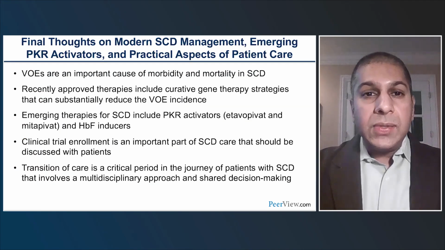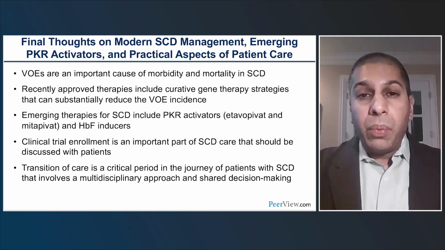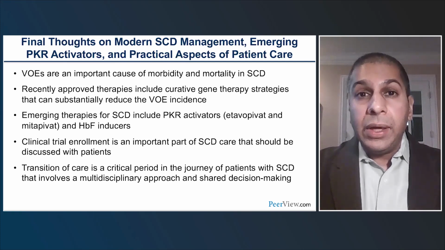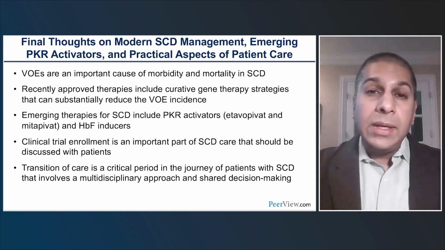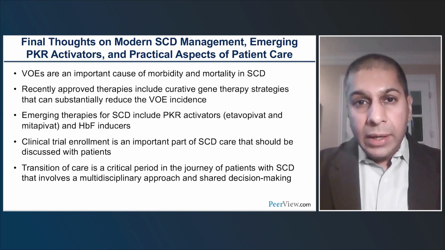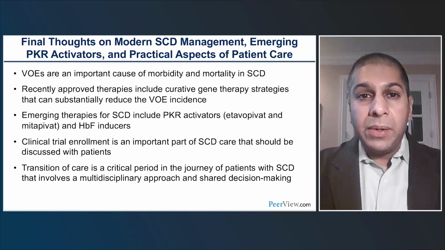So some final thoughts on the modern management of sickle cell disease include vaso-occlusive episodes are an important cause of morbidity and mortality. There are some recently approved therapies which make it a really exciting time for sickle cell disease care, including curative gene therapies, as well as the PKR activators that are currently under phase 2 and 3 trials, including etavopivat and mitapivat, and hemoglobin F inducers. It's also really important to remember that clinical trial enrollment is really critical to help increase and advance the care of sickle cell disease. So it's important to know how to talk to patients about clinical trials.